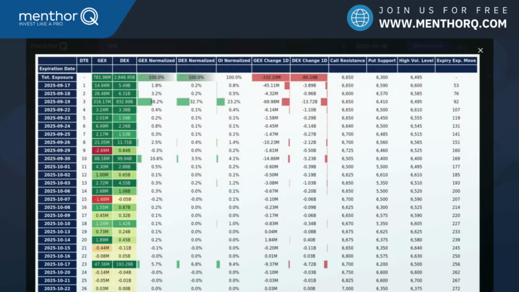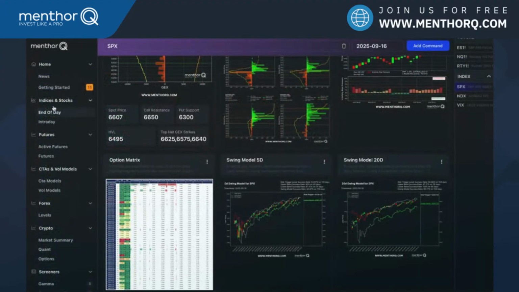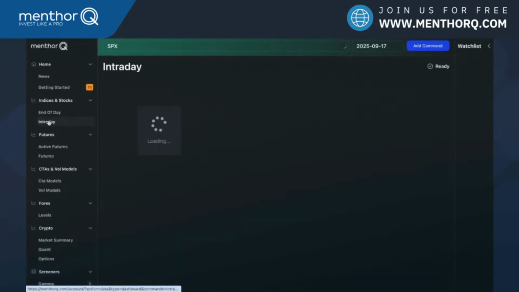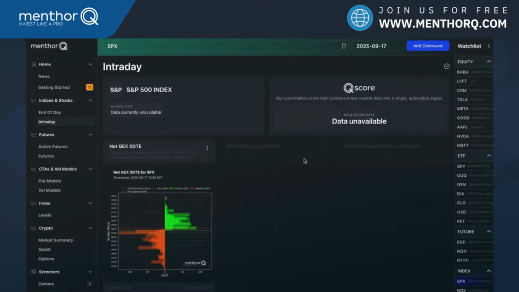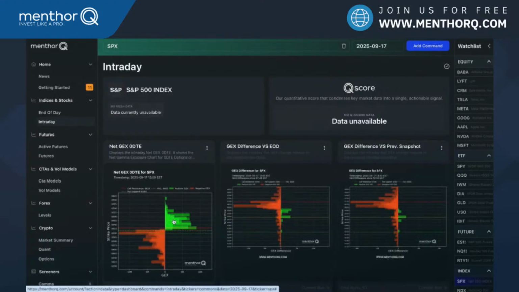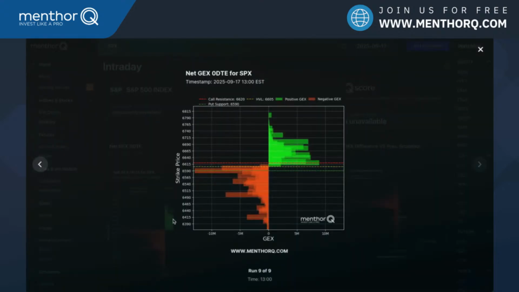The other thing that we always want to look for is, can I go and look at intraday positioning? So let's go into SPX intraday data and see what's happening today. First you have the NetGEX 0 DTEs. This is showing you the biggest levels for the zero DTE options only. So again, if you're trading SPX Iron Condor, you want to look at that.